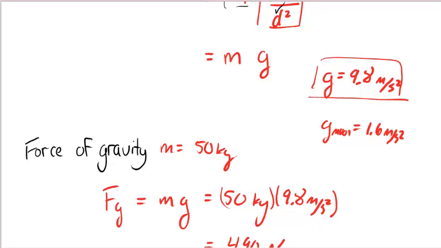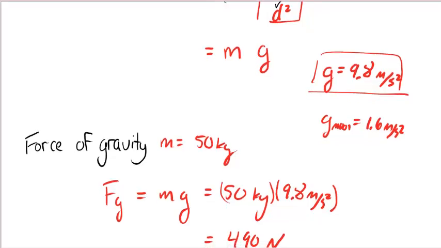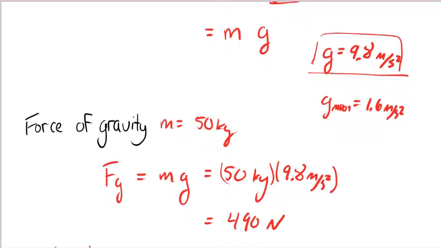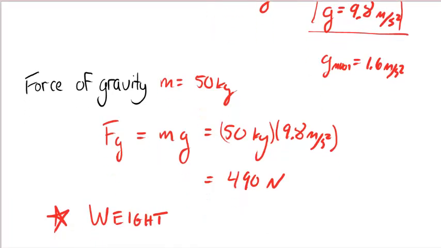So if we're trying to find the force of gravity on an object on the surface of the Earth, or a person that's 50 kilograms, then all we have to do is mg, where g is 9.8 meters per second squared, and we find that the force of gravity on a person on the surface of the Earth is 490 newtons. We also refer to that as weight.